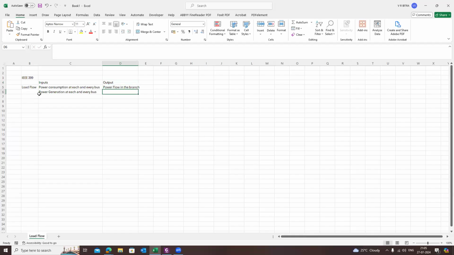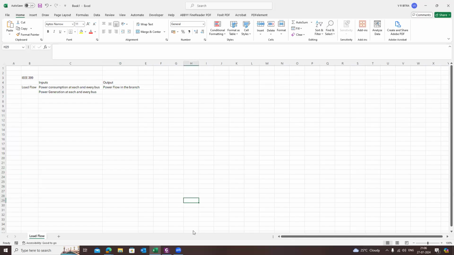So when the power consumption at all the buses are given and the power generation at all the buses are given, then this power flow analysis will help us identify how the power flows in each and every branch. That is called the load flow.